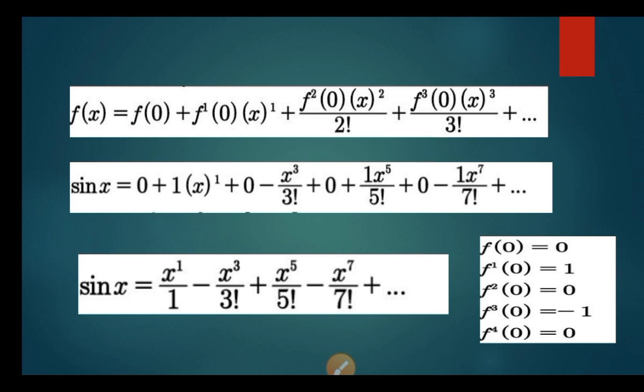Sine x is equal to x raised to 1, minus x cubed over 3 factorial, plus x raised to 5 over 5 factorial, minus x raised to 7 over 7 factorial, plus and so on.